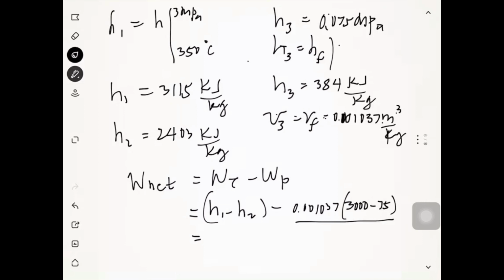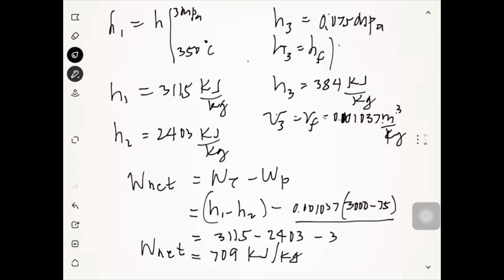So the work net would be 3115 minus H2, which is 2403, minus this small value, about 3, so this is 709 kilojoules per kilogram. That is the work net of our Rankine cycle.